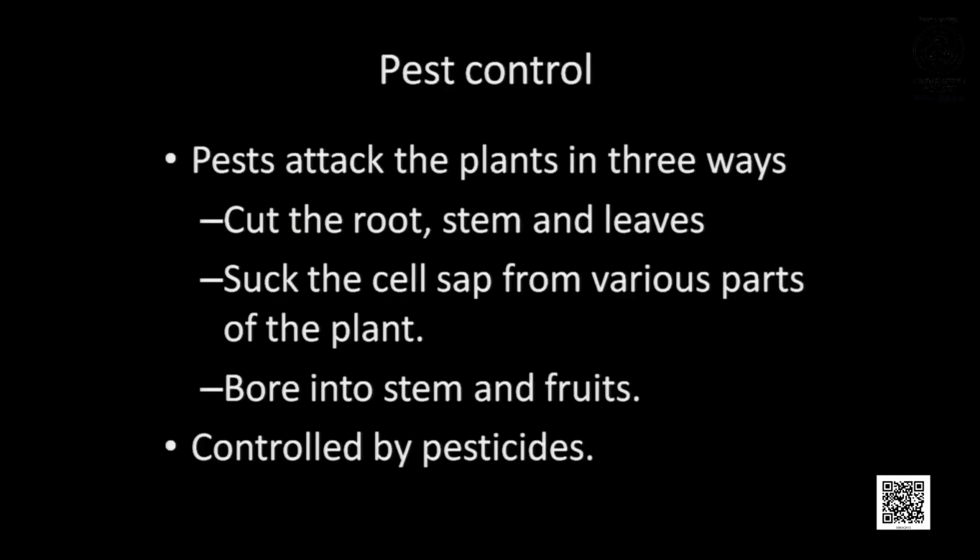Next one is pest control. Pests attack the plants in three different ways. They cut the root, stem, and leaves. Secondly, they suck the cell sap from the various parts of the plant. And third, they bore into the stem and fruits and deteriorate the quality of fruits and crop. And they can be controlled by pesticides. But for sustainable practices, for sustainable development, we should encourage biopesticides.